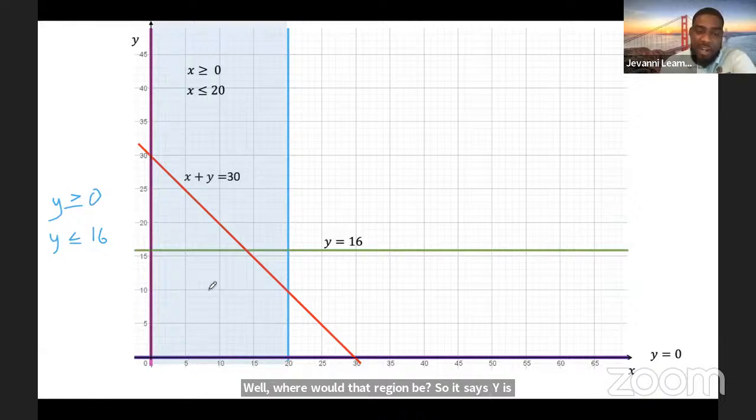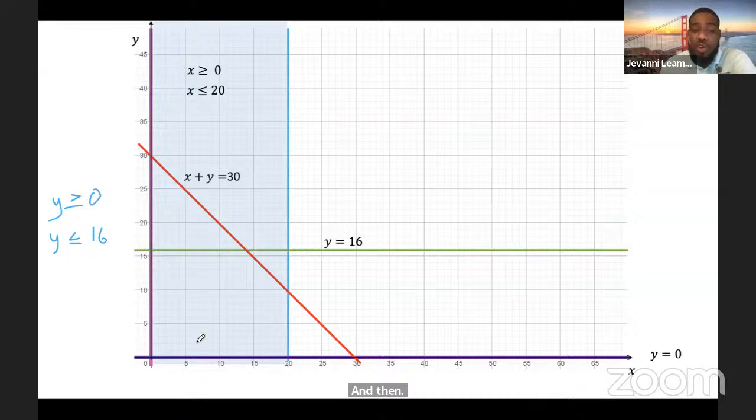So I'm looking at this dark purple line. I'm looking above it. And then it says y is greater than or equal to 0. So I'm looking above that, right? This dark purple line. And then y is less than or equal to 16. I am looking below this green line. So where should I shade?